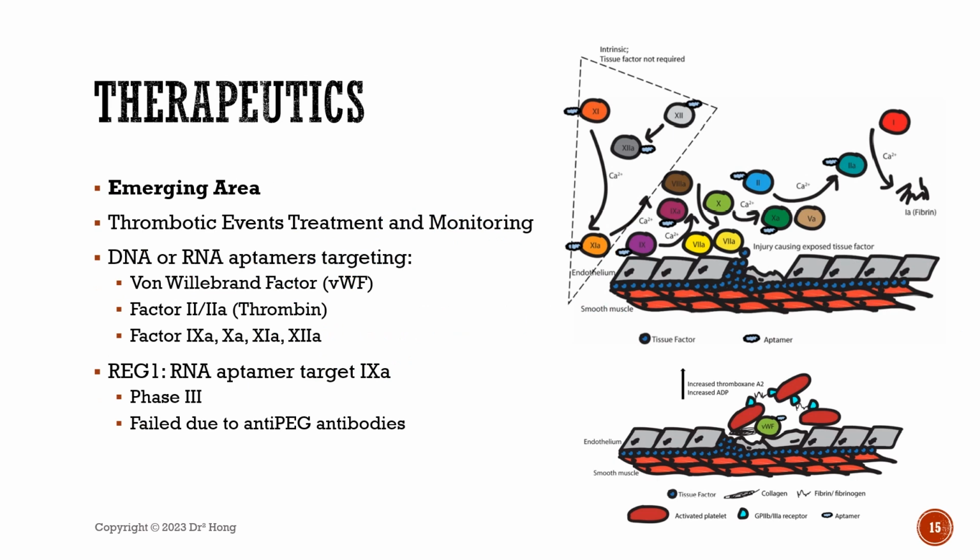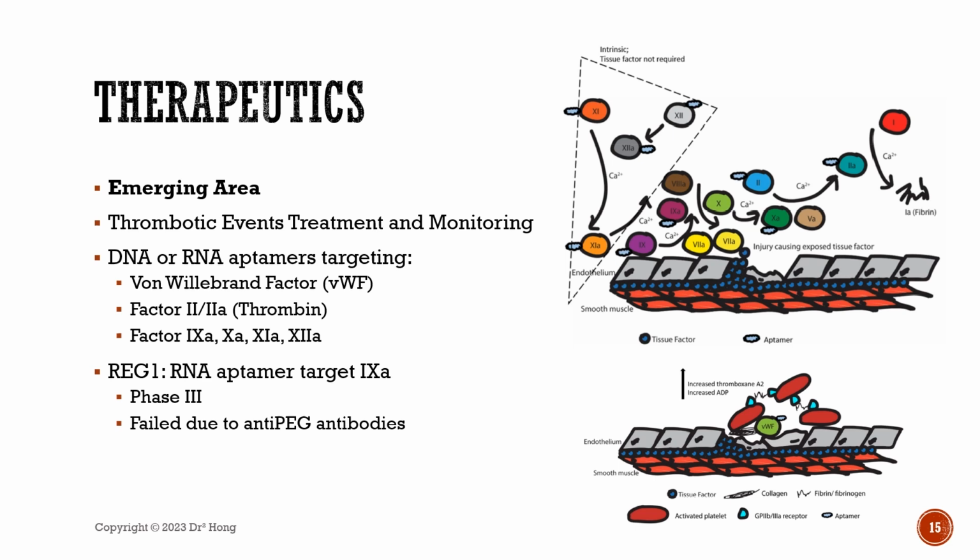The therapeutic usage of aptamers in treating thrombotic events or even monitoring is an emerging area, and many different RNA and DNA aptamers have been selected targeting various factors in the clotting cascade, including VWF, factor IIa, which is thrombin, and other factors, factor IXa, Xa, XI, XIIa, and all those. Of all those candidate aptamers, one of the most successful was called REG1, an RNA aptamer targeting factor IXa. It went all the way to phase 3 clinical trial, but unfortunately it failed.